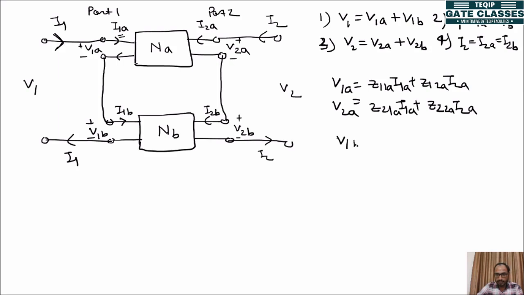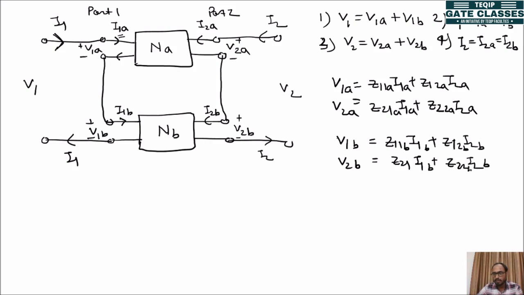Similarly for network B you can write it for network B also: Z11, Z12, Z21, Z22, put B everywhere. Okay, now see, equations number 1, 2, 3, 4.